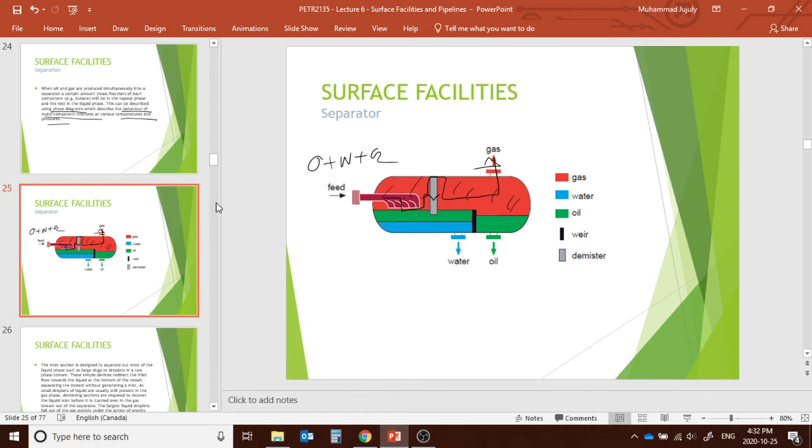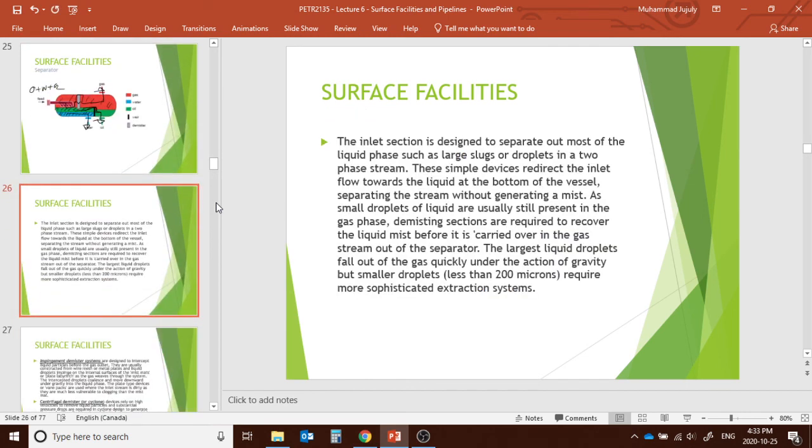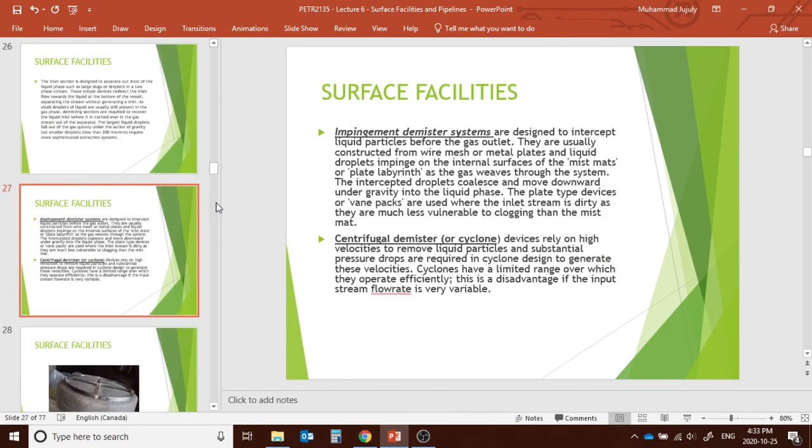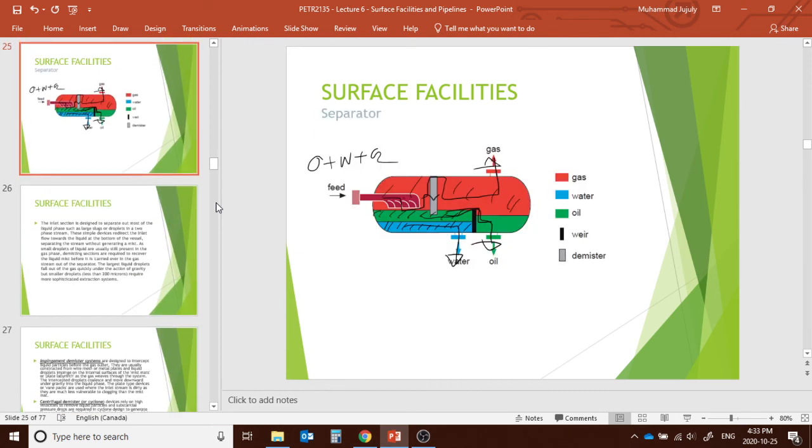Water is heavier than the oil, right? So water settles at the bottom of the tank and goes out. The oil is at the top, and it is skimmed off and goes out from here. Then the oil is separated and goes down this way. This is the main working process of the separator. These things in here explain how all these different units work.